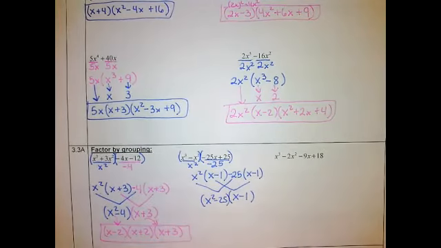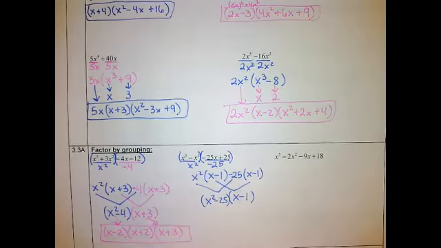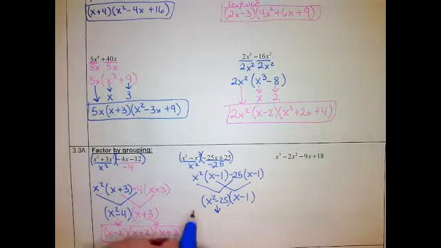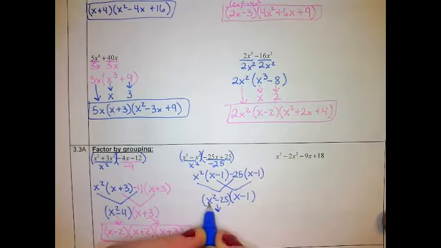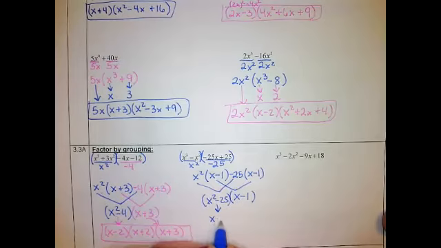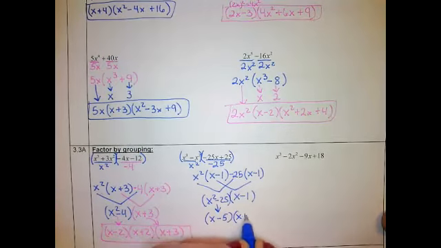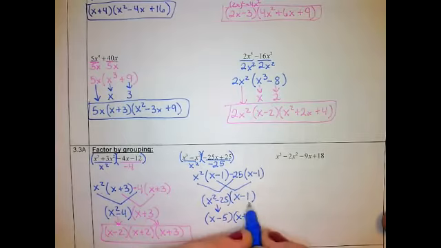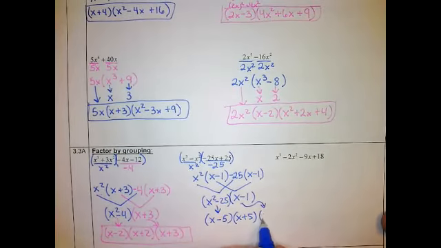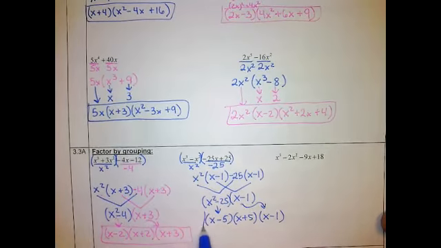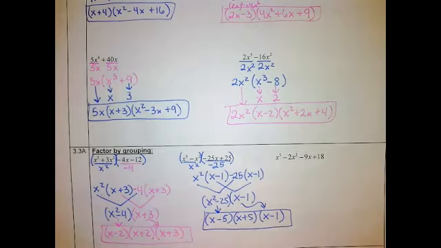So those are my 2 factors, but I'm not done yet, because this is a difference of perfect squares. Taking the square root of x squared, I get x. The square root of 25 is 5, so that's going to be x minus 5 times x plus 5. And then that x minus 1, I can't do anything else with. So that's my final answer.